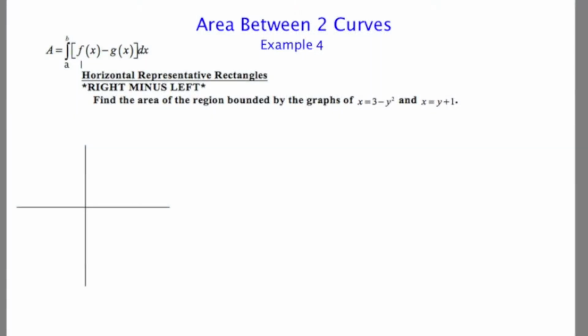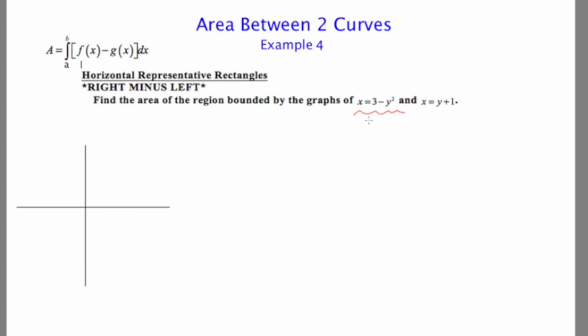In my fourth example of finding the area between two curves, we're going to see an instance where the representative rectangle is going to be horizontal and see how that plays out in solving the problem. So when I look at my two functions, the first thing that I notice is that they're both given in the form of x equals. The first one says x equals 3 minus y squared.